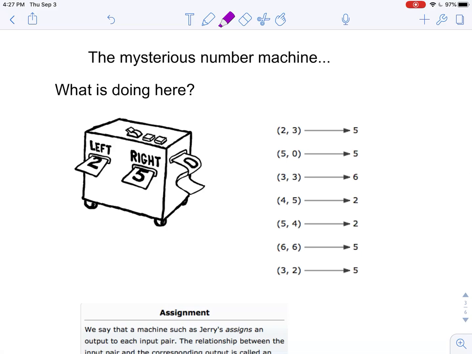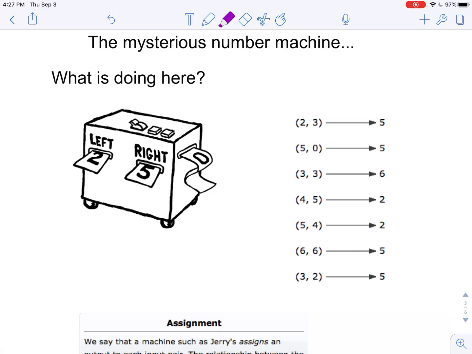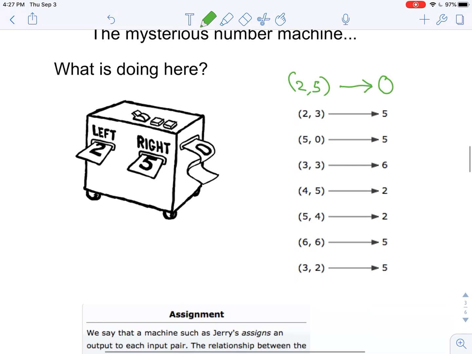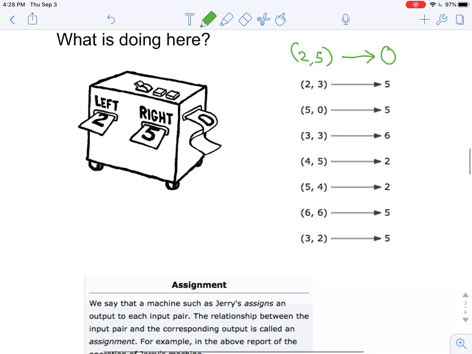So right now I've got this mysterious number machine, as we see, and on the left you got a 2, on the right you got a 5, and it spits out some number. In this particular case it's spitting out a 0. So this assignment can be defined as saying, okay, 2, 5 led to a 0. Now, it's not readily apparent what this is doing. Maybe after studying for a bit, though, I can figure it out. I put in a 2 on the left and a 3 on the right, and it kicks out a 5. A 5 and a 0 kicks out a 5. A 3 and a 3 kicks out a 6.